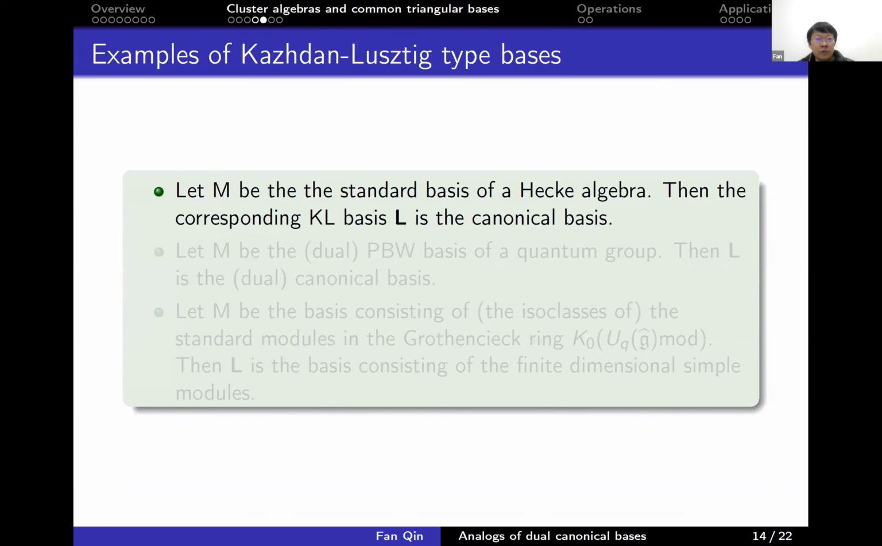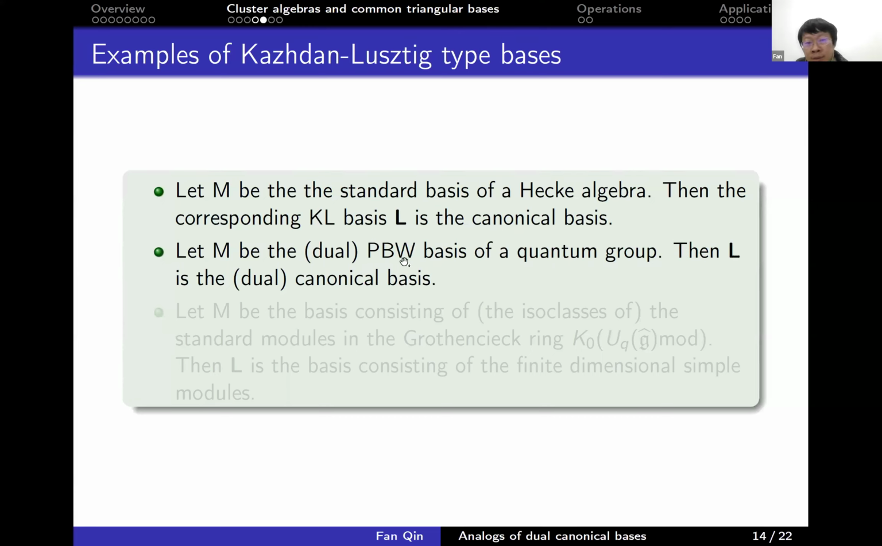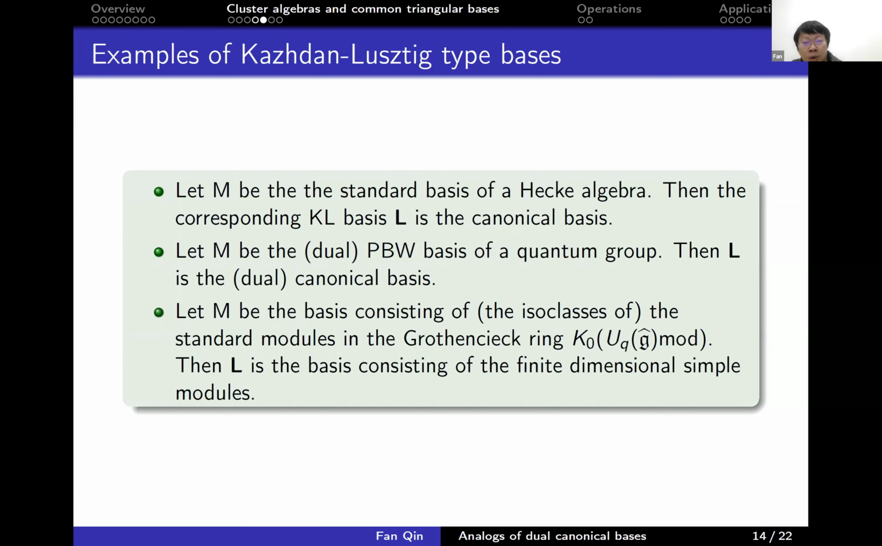Examples of Kazhdan-Lusztig bases are very famous and important in representation theory. For example, if you start with the standard basis of a Hecke algebra, the corresponding KL basis is simply the canonical basis. As far as I know, these are the first canonical bases in representation theory. And assume that you start with the PBW basis or the dual PBW basis, then apply this algorithm, you get a canonical basis.